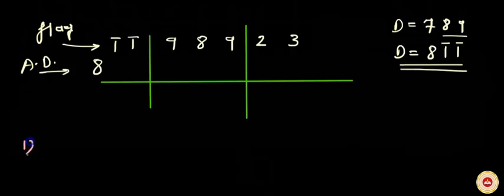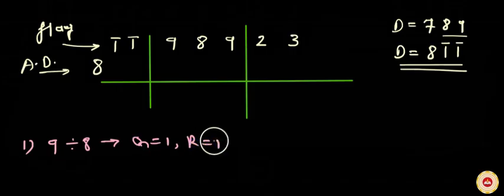Step number 1 is starting from the left side. Consider the first digit from the left side, which is 9. Divide 9 by the actual divisor 8, which gives us quotient 1 and remainder 1. So write quotient digit 1 below the first digit 9, and write remainder 1 as a prefix to the next digit in the dividend. Now read these two digits 1 and 8 as 18, and 18 is the gross dividend.